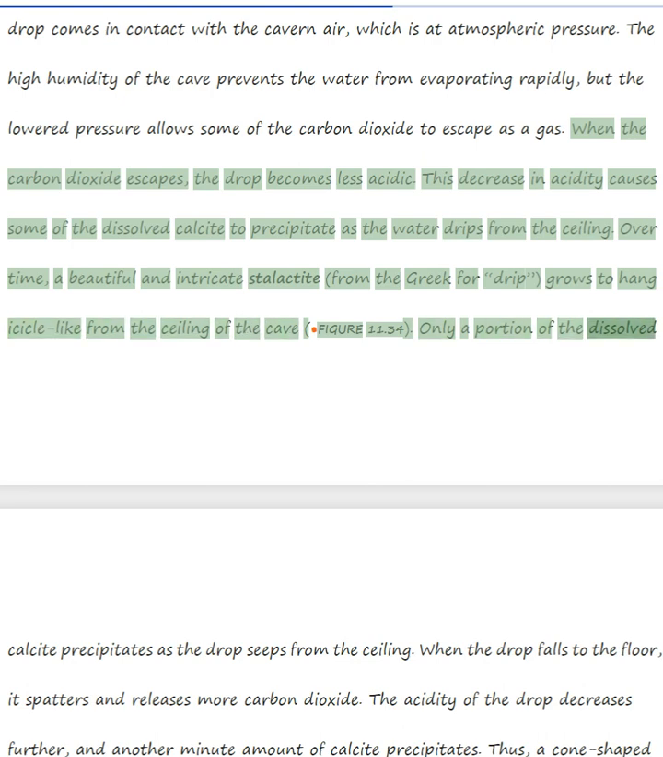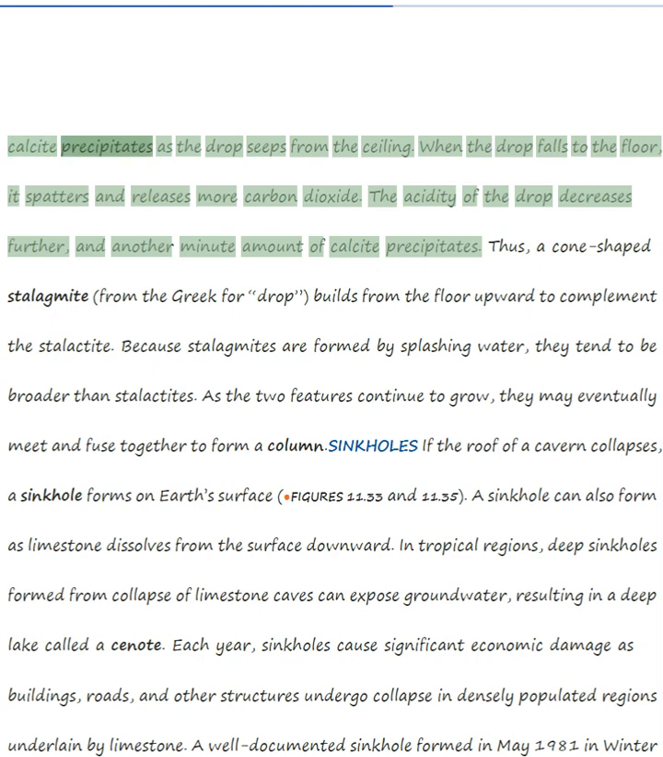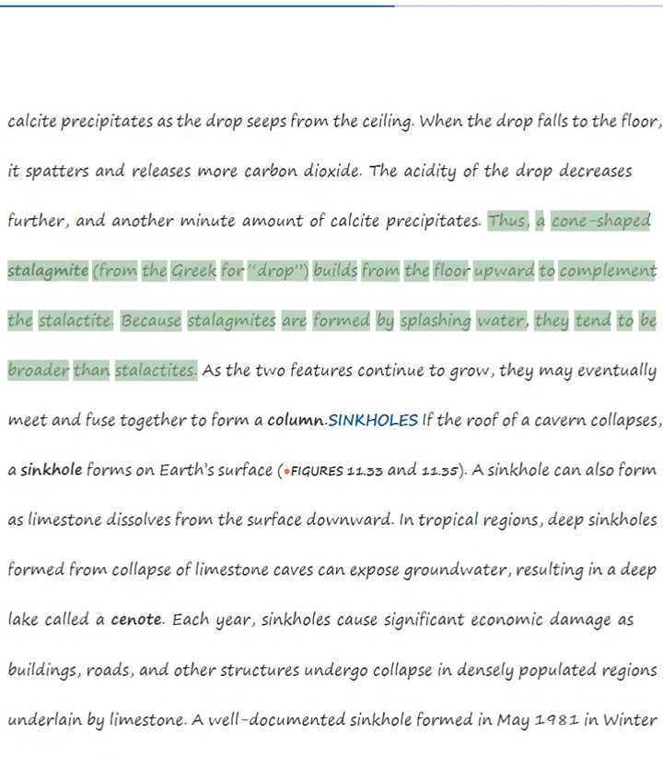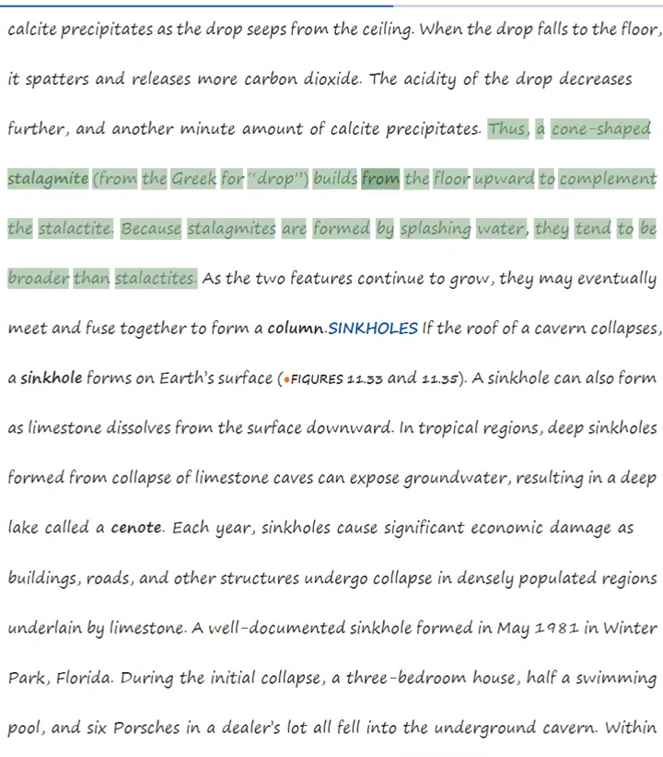Only a portion of the dissolved calcite precipitates as the drop seeps from the ceiling. When the drop falls to the floor, it spatters and releases more carbon dioxide. The acidity of the drop decreases further, and another minute amount of calcite precipitates. Thus, a cone-shaped stalagmite builds from the floor upward to complement the stalactite.